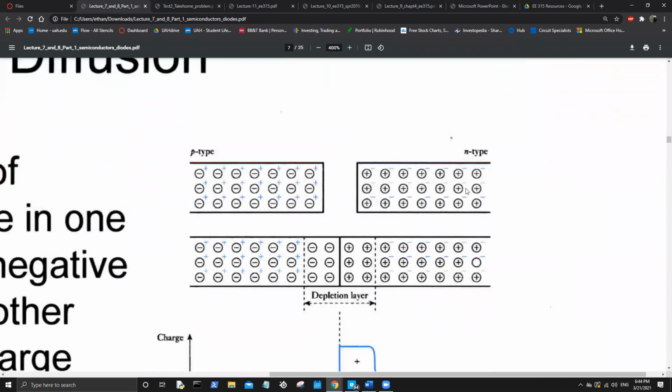So here's your P-type and here's your N-type. They're not touching. Then you touch them. Remember, P-type has holes, right? So fundamentally, this is positive, this is negative. So what's going to happen? You touch these together. But here's what's important to remember.